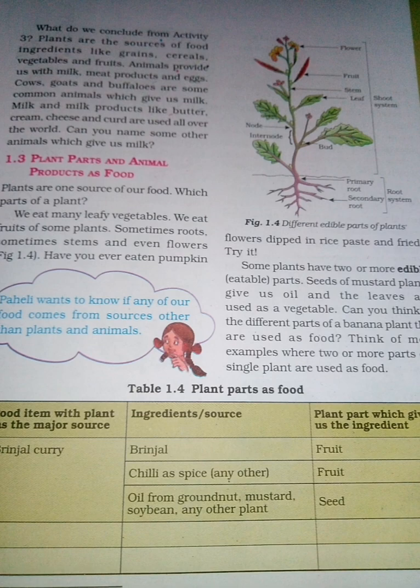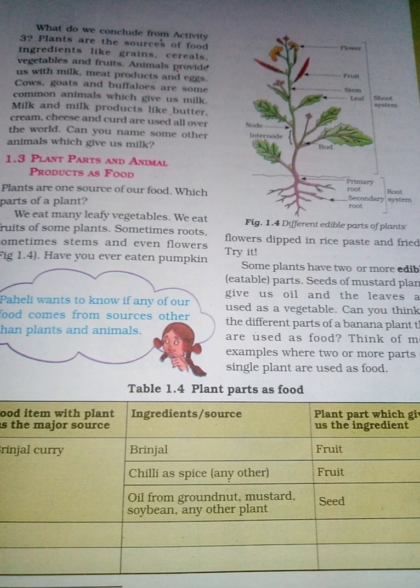The seed of the mustard plant gives us oil, and the leaves are used as a vegetable. Can you think of the different parts of the banana plant that are used as food? Think of more examples where two or more parts of a single plant are used as food.